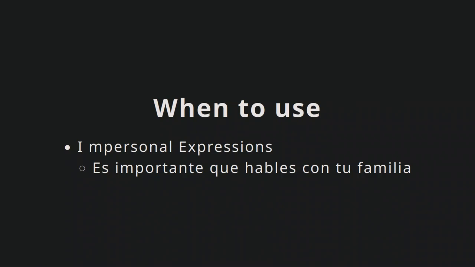In personal expressions, this is a bit of a catch-all term for a variety of expressions, but they'll usually be something like "it is X that something something." So for our example, it's important that you talk to your family. Es importante que hables con tu familia. I can tell you es importante que hables con tu familia, but you could just straight ignore me and not talk to them. A lot of people do that, but that doesn't change the fact that the talking is still in the subjunctive mood. It's uncertain. It could happen. It could not happen.